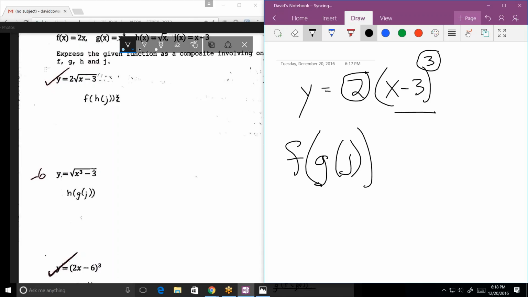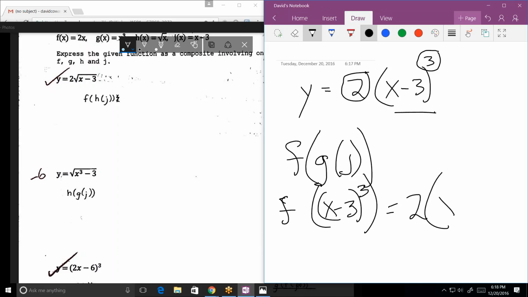Now, what's G of J? Let's figure if that's correct. G of J is x minus 3 cubed, right? Yes. And what's F of that? 2x minus 3 cubed. And that's exactly what we're looking at. Notice, ooh, no, we're not. No, that's not what we're looking at.